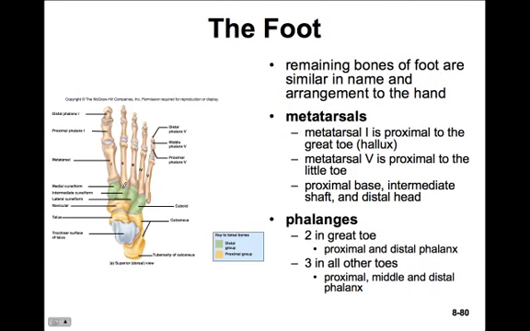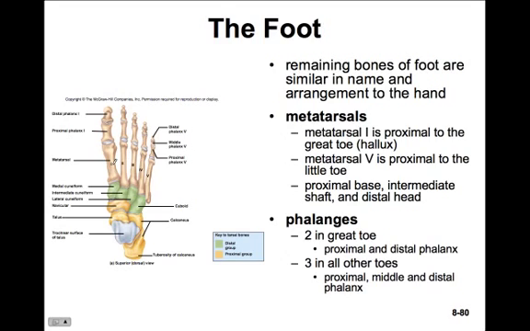Now in the foot, we have the same bones as we have in the hand, the metatarsals and the phalanges. The metatarsals form the body of our foot, and they're numbered 1 through 5, just like they are in the hands, beginning on the big toe side. The big toe is known as the hallux. Remember, the thumb was known as the pollex? That'll come up more when we start looking at attachments of muscles.